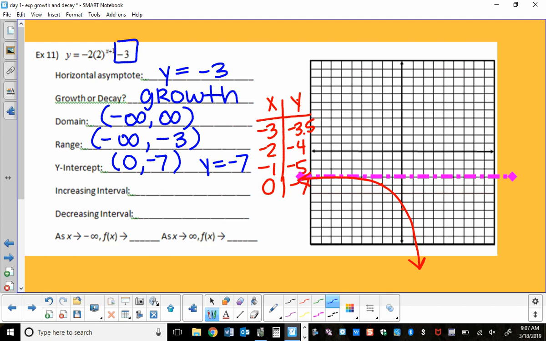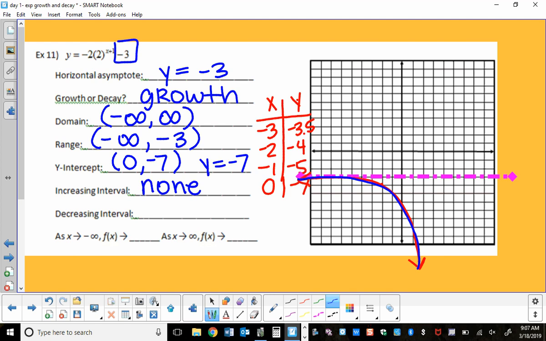All right, increasing and decreasing intervals. From left to right as well. From left to right, am I increasing or decreasing? You're decreasing the whole entire time, right? I'm always decreasing. So am I increasing at all? No. So that's going to be none. You're not increasing at all.